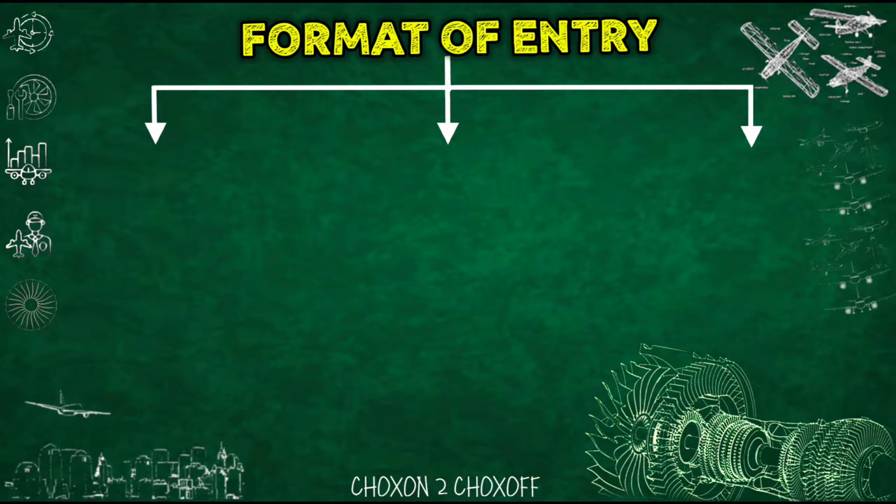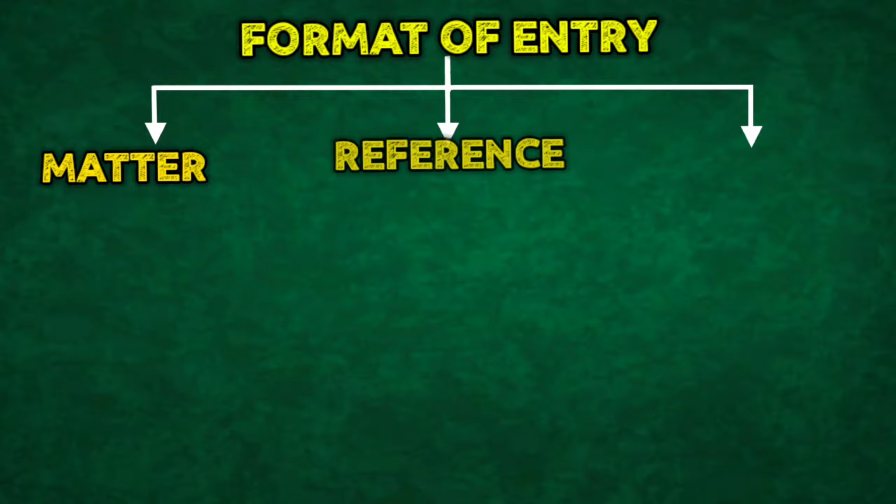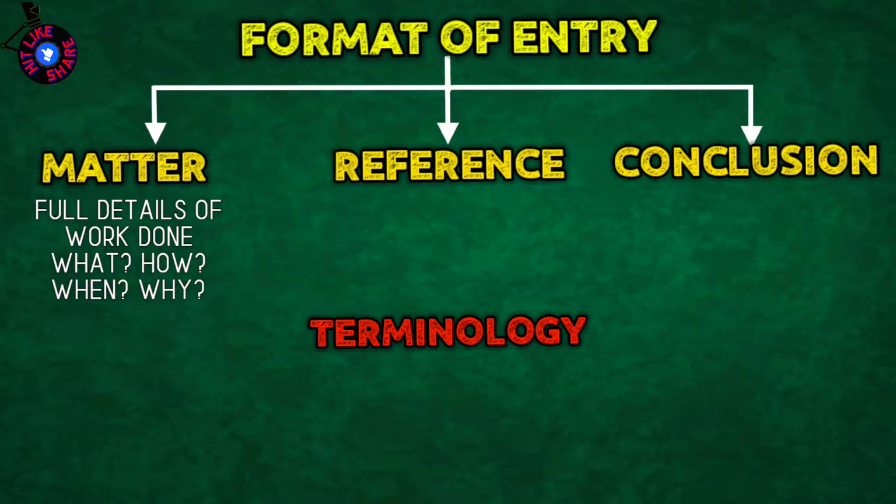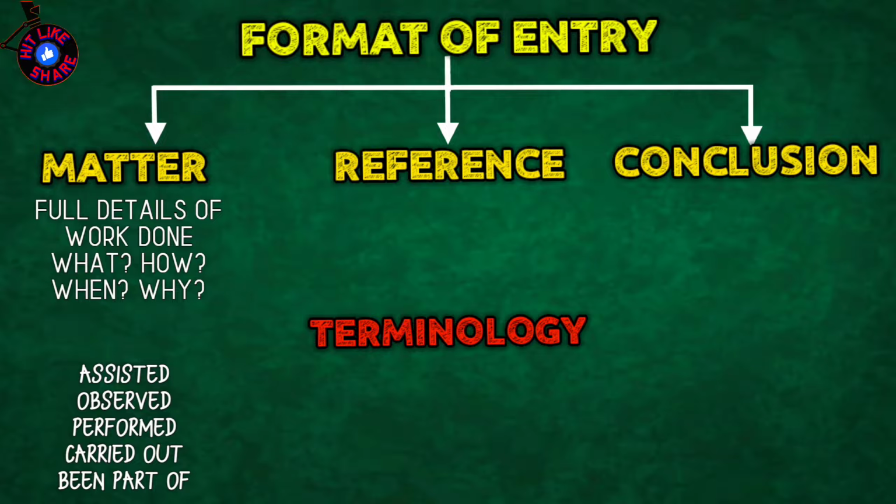It can be further divided into three parts: matter, reference and conclusion. Matter gives full detail of what work was done, how it was done, when it was done and why it was done. Terminology used for matter is like assisted, observed, performed, carried out or been a part of.